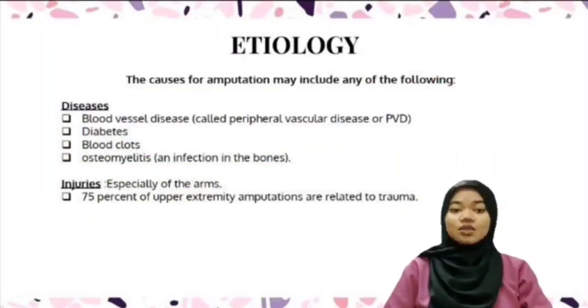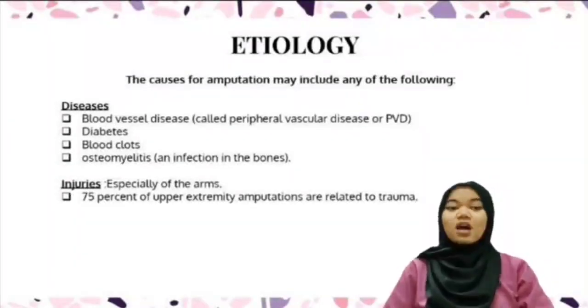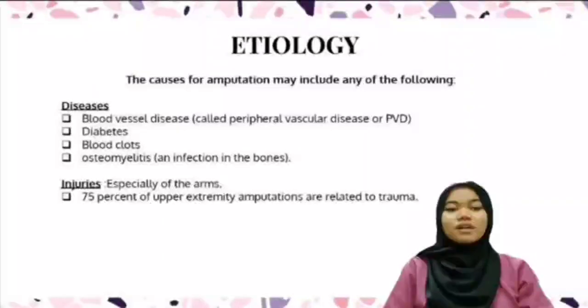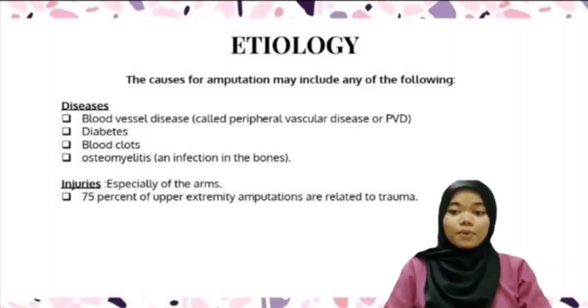The next is etiology. The causes for amputation may include any of the following: disease such as blood vessel disease, called peripheral vascular disease or PVD, diabetes, blood clots, or osteomyelitis, an infection in the bones. Injuries, especially of the arms: 70% of upper extremity amputations are related to trauma.